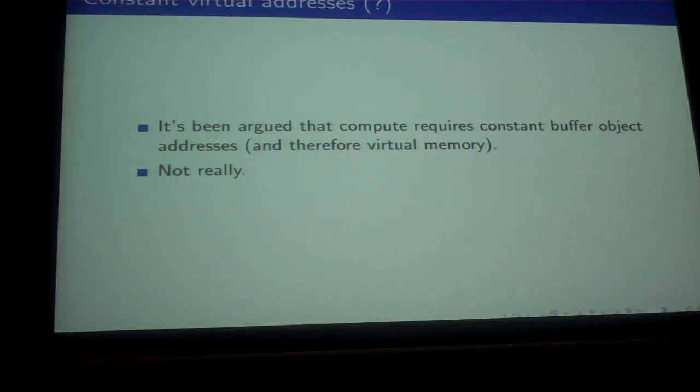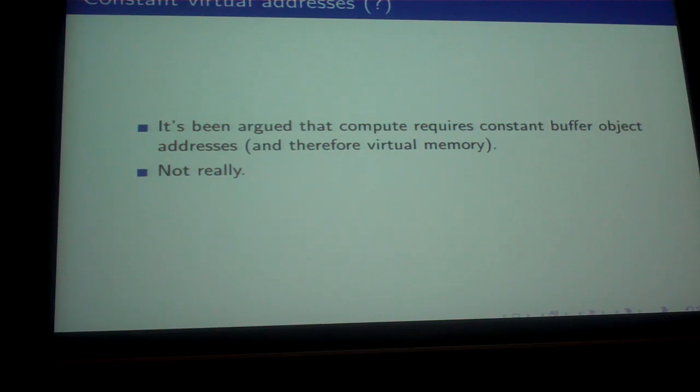It was assumed by a lot of people for a long time that compute required constant virtual addresses. It's not really the case, at least not in OpenCL. For CUDA it might be, but in OpenCL there's really no way, because the kernel has no internal state, and it keeps no state between one execution and another. So it can't really memorize the address of a buffer object from previous invocations. And there's also no way to assign a value to a pointer that's not already a pointer.